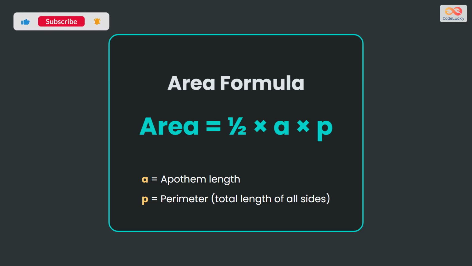Now, here is the magic formula. The area of a regular polygon is equal to 1/2 multiplied by the apothem multiplied by the perimeter, or simply 1/2 a p. Let's see why this works.